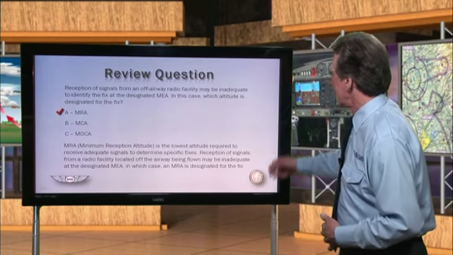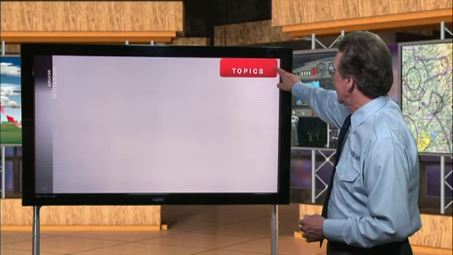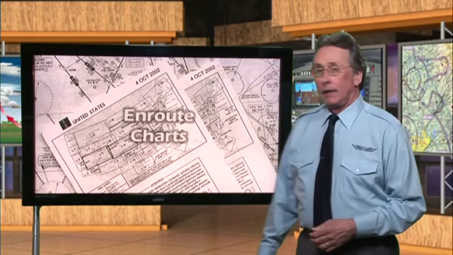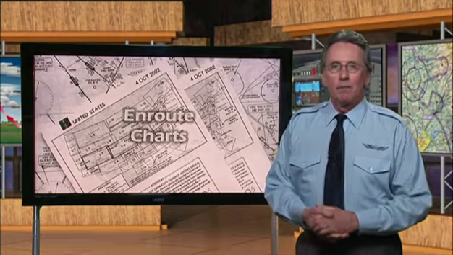Okay, let's take a look at another topic. En route charts. Join your instructor in the classroom for that one. Let's go over the en route charts. IFR en route charts are a key component for the operation in the instrument environment. They provide the information you need to navigate, select altitudes, communicate, and plan your flight.